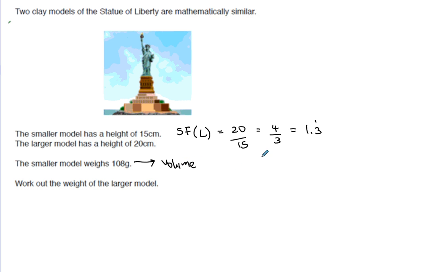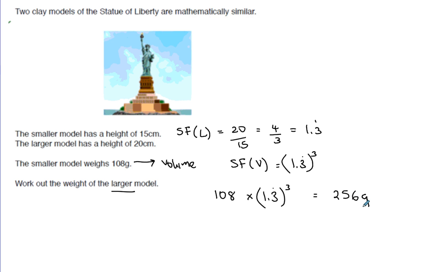Okay, so we need to find the scale factor of the volume, which would be 1.3 recurring cubed. It's like deja vu, we've seen that one before. Okay, so then you just go 108, because we're finding the larger one. So we're going from smaller to larger, so 108 times 1.3 recurring cubed, and you get 256 grams. All right, yeah, good.